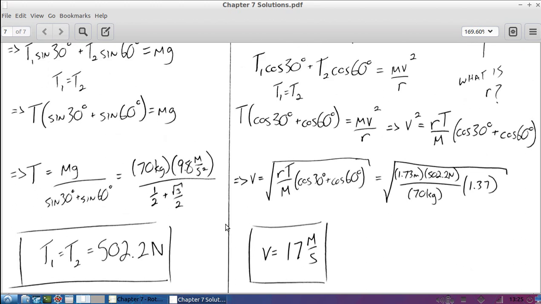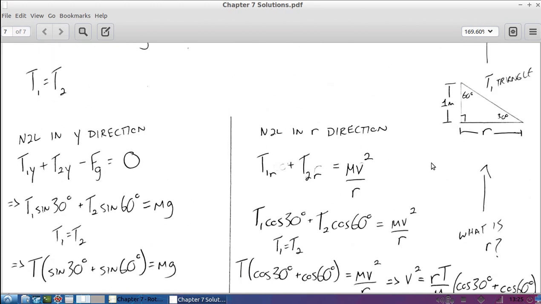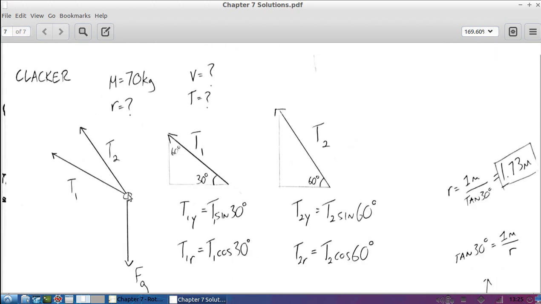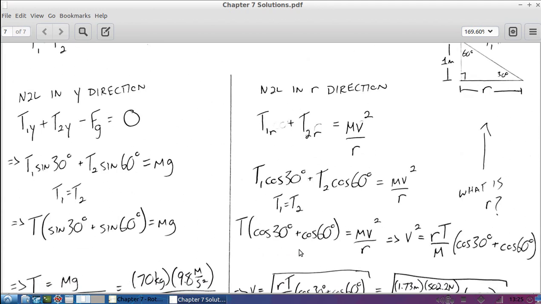That's great. Let's write Newton's second law in the r direction: T1 in the r direction plus T2 in the r direction. Those are the only forces acting towards the center of the object's circular path. Again, there's no magical centripetal force that just appeared. The rotational motion is due to the tension in these two wires. So it's equal to mv squared over r.